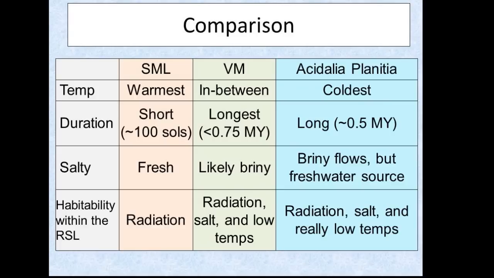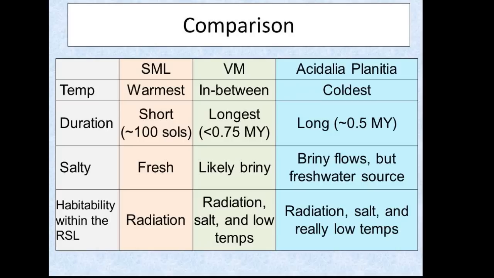Just to compare these, the south ones are warm with a short duration, probably not salty. They could be salty, but they also might be fresh. In Valles Marineris, we've got the longest ones. They're likely briny. In Acidalia, they're cold. They last about half a Martian year. They're very briny, but we may have a freshwater source.